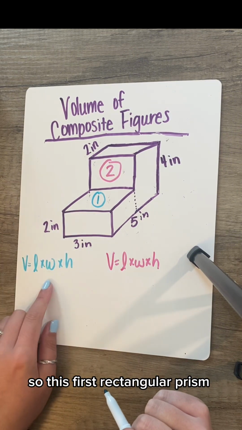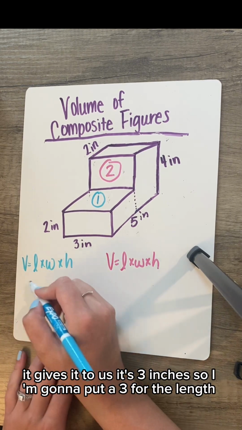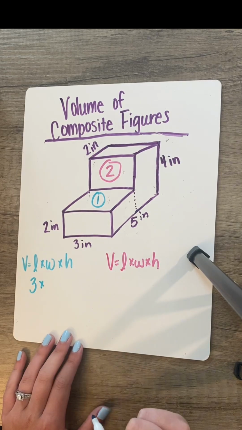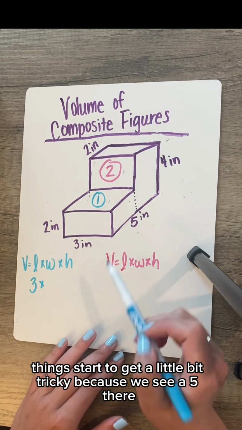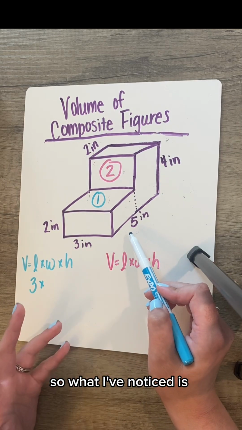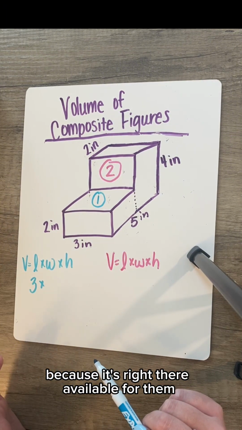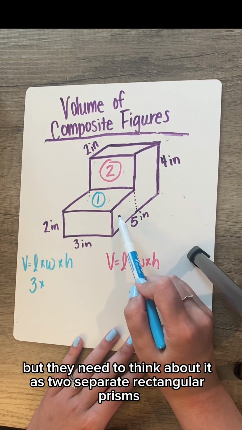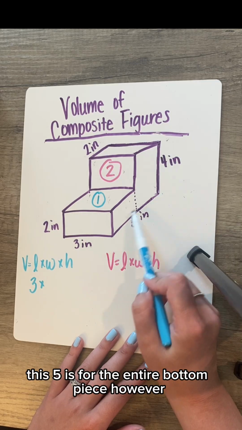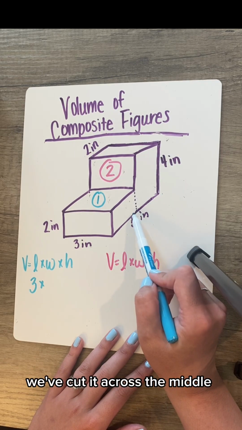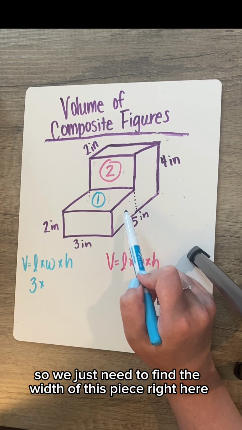So this first rectangular prism, the length, so left to right, how long it is, it gives it to us, it's 3 inches. So I'm gonna put a 3 for the length. But the width, that's when things start to get a little bit tricky because we see a 5 there. So what I've noticed is 5th graders wanna just grab that 5 and put it right in because it's right there available for them. But they need to think about it as 2 separate rectangular prisms. This 5 is for the entire bottom piece. However, we've cut it across the middle. So we just need to find the width of this piece right here.